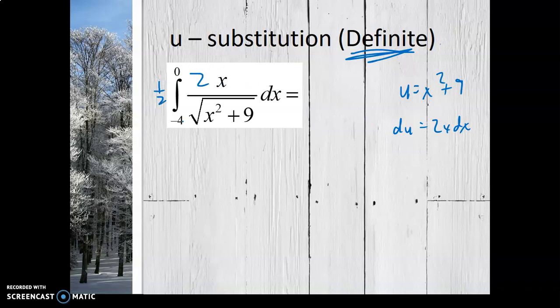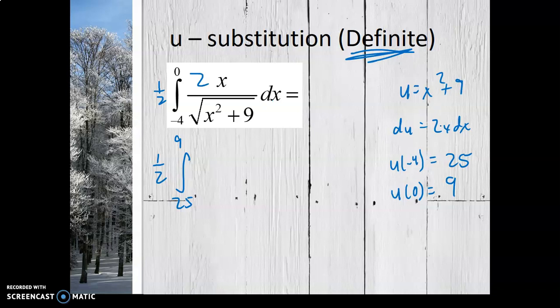Now, since it's a definite integral, I want to figure out what u of -4 is and what u of 0 is. So if I plug in -4, 16 plus 9 is 25. If I plug in 0, I get 9. So this whole problem is going to switch from x's into u's. And then I'll never have to go back. As long as it's a definite integral, you can switch everything into the new variable and then never go back. So instead of going from -4 to 0, I'm going from 25 to 9.